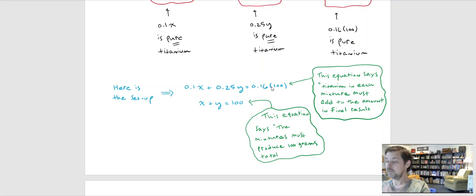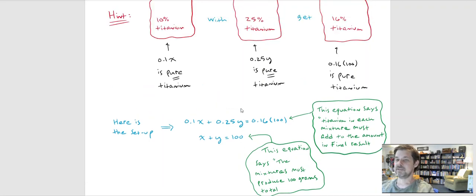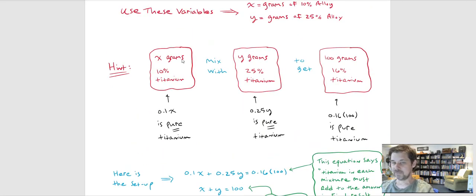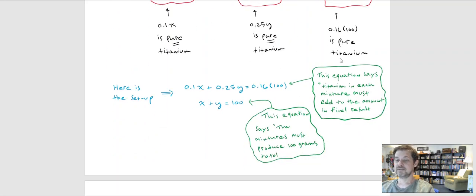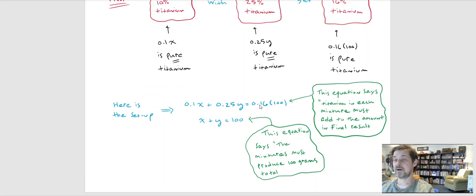So this first equation says the whole is the sum of the parts as far as how much titanium is in each part and the whole. And then the second equation says that however many grams of this there are and however many grams of this one there are must add together to be 100, because that's how much you're getting. So that's my second equation. That's the setup. That's how you think about it.